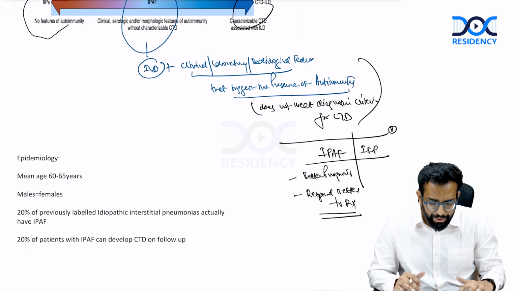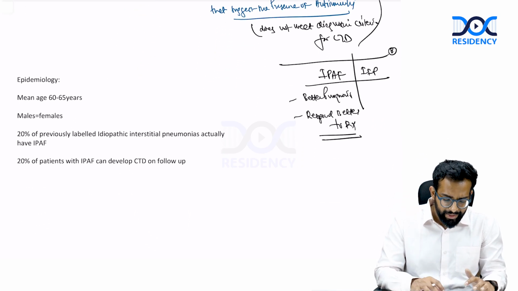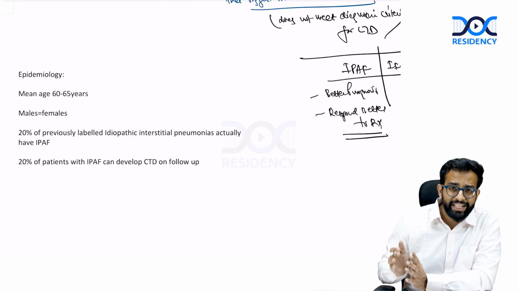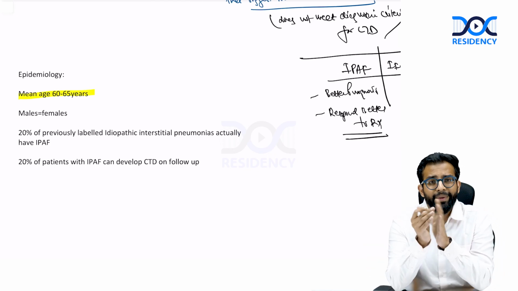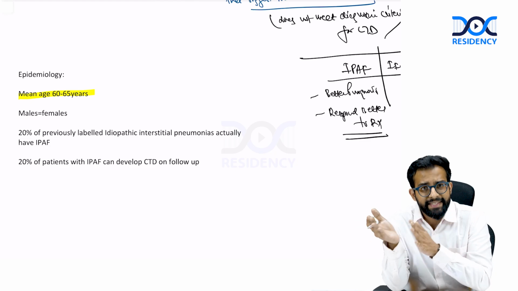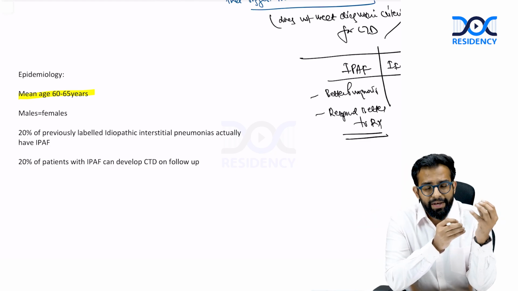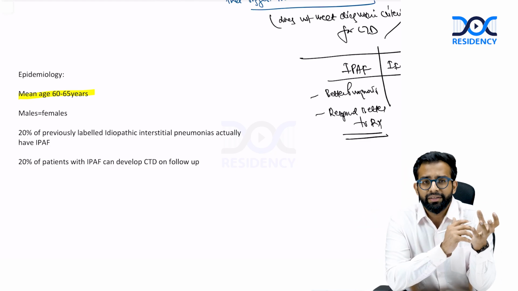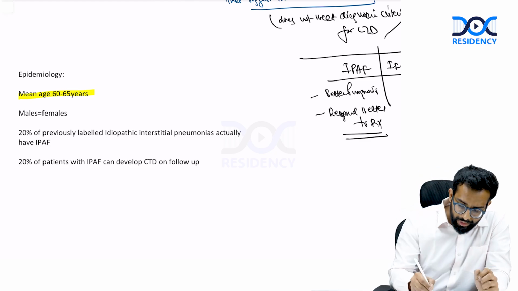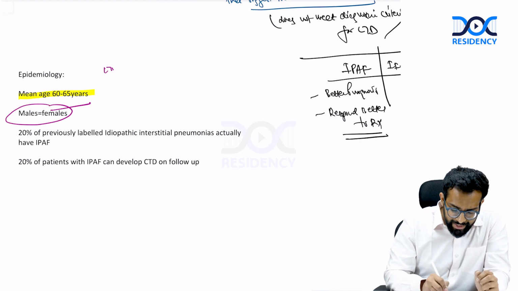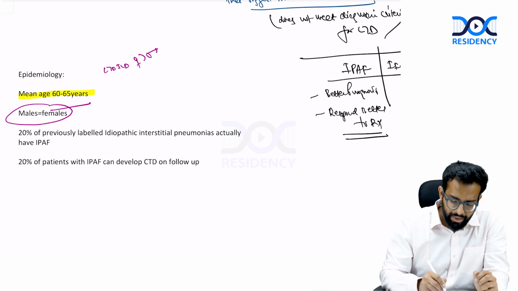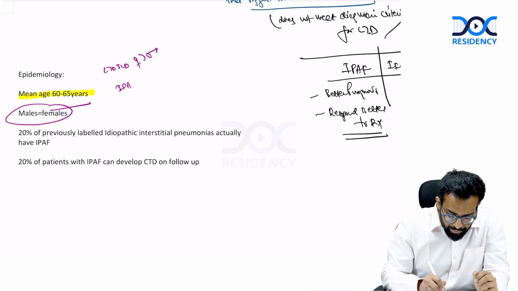Coming to the epidemiology of IPAF, the mean age of presentation is usually in the late 50s to 60s. This is in between the age for IPF and CTD ILD, where patients with CTD ILD usually come in the third to fourth decade. There is no gender predilection. We know that CTD ILDs are more common in females as compared to males, but when we talk about IPAF, female equals male.